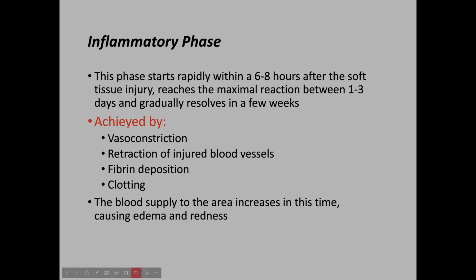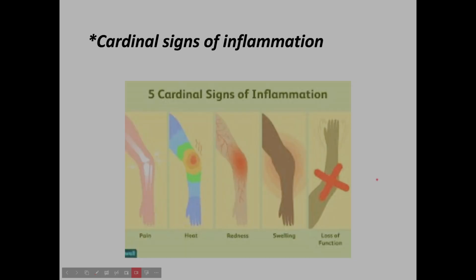It's really swollen, right? This is achieved by, again, local vasoconstriction in the area, retraction of the injured blood vessels, the depositing of fibrin in that area, and then blood clotting. So the blood supply to this area is going to increase at that time. That's what causes the edema and the redness, and that's a useful tool to bring healing cellular material, immune material, to that area. So this is almost like a transportation phase, right? We're trying to set the stage for what's to come next.